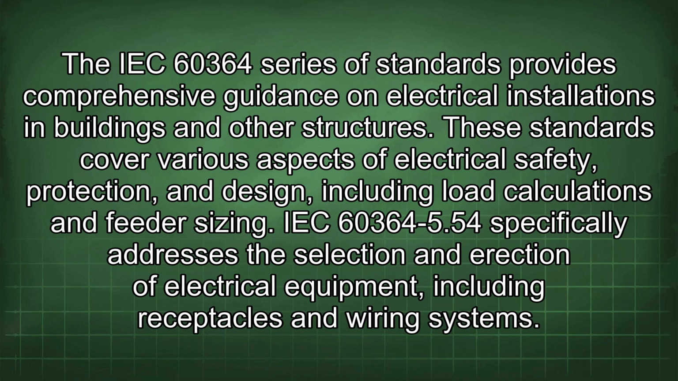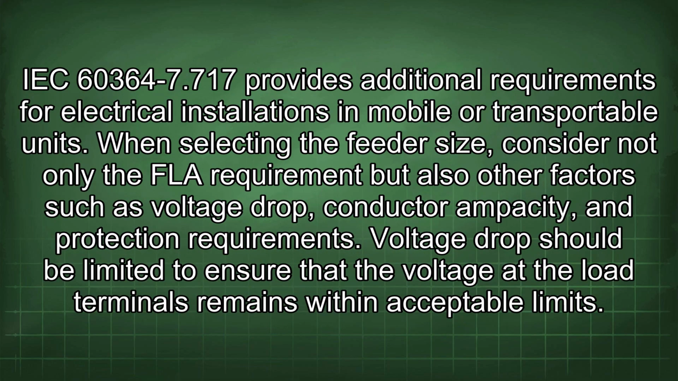The IEC 60364 series of standards provides comprehensive guidance on electrical installations in buildings and other structures. These standards cover various aspects of electrical safety, protection, and design, including load calculations and feeder sizing. IEC 60364-5.54 specifically addresses the selection and erection of electrical equipment, including receptacles and wiring systems. IEC 60364-7.717 provides additional requirements for electrical installations and mobile or transportable units.